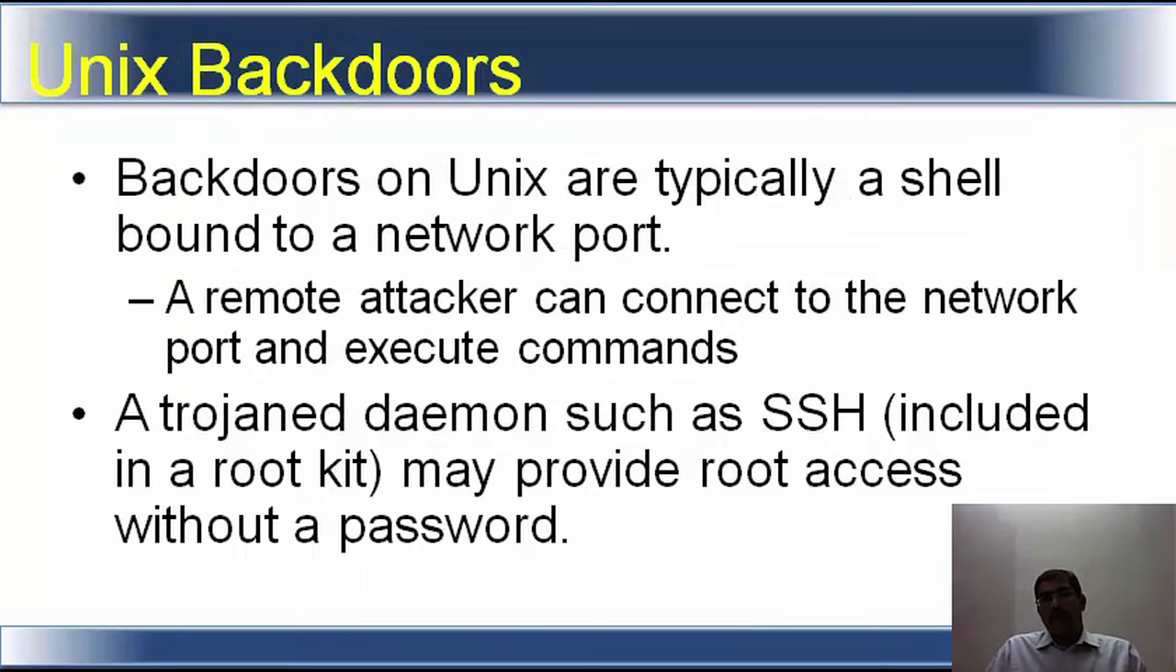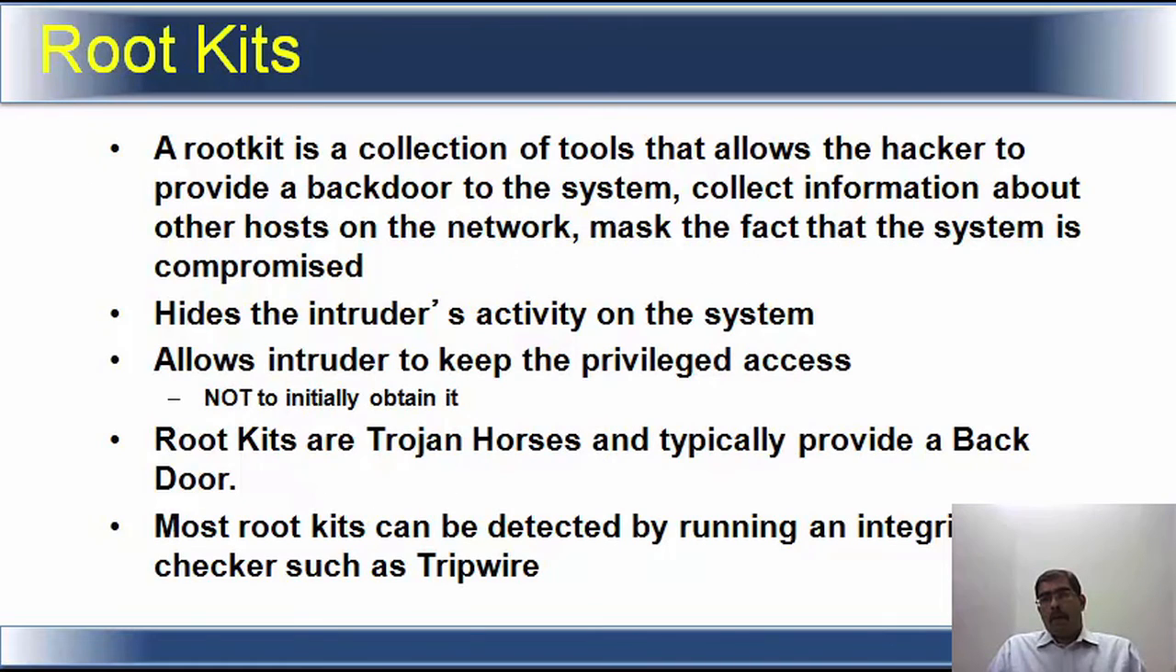Even in Unix, backdoors are typically a shell bound to a network port. A remote attacker can connect to the network port and execute commands. A Trojan domain, such as SSH, that is your secure shell, used to connect to the server from a remote place, may provide root access without a password. So the backdoors in Unix cause a Trojan domain such as SSH, which provides root access without a password.